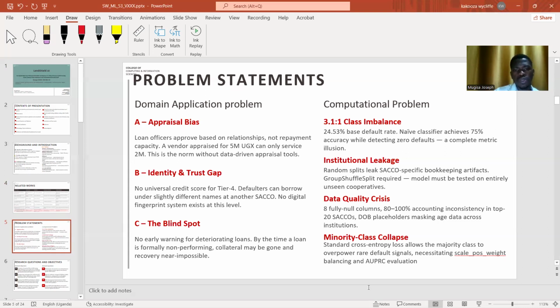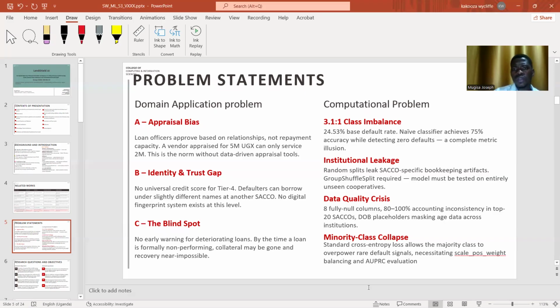So the problem we have is that loan officers approve loans based on relationships, not any data guiding them, not the ability of the person to pay the loan. They just go by feelings and then grant the loans. And then the identity and trust gap. What's the issue here? The issue is that loan officers in all these institutions are unable to identify borrowers who have just defaulted somewhere and have just come into their circles to borrow again. Then the blind spot: these loan officers just get shocked by defaulted loans, and before they know it, the loan has entered a default state, and the person has disappeared with the collateral.